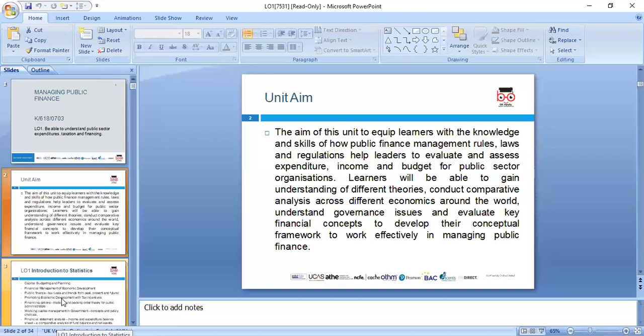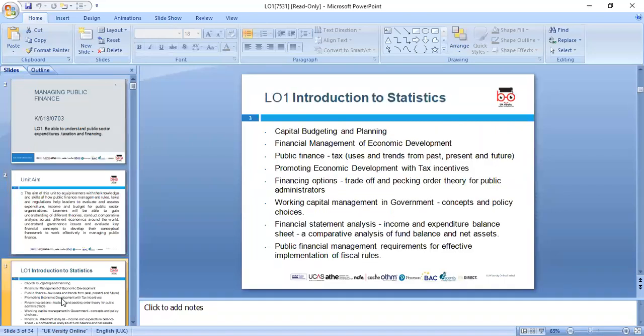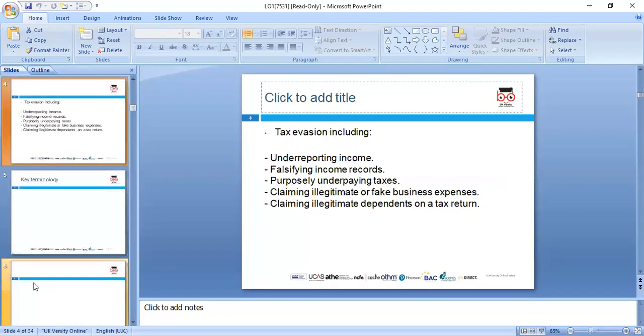LO1 covers capital expenses, which means long-term, high-value spending. Planning means where we are and where we want to be. Management accounting for economic development. These are the key points which we'll discuss in a minute: public finance, financing options, working capital management in the government, financial statements, and public financial management requirements. That will all be in our discussion. So please, if you have any questions, feel free to ask.